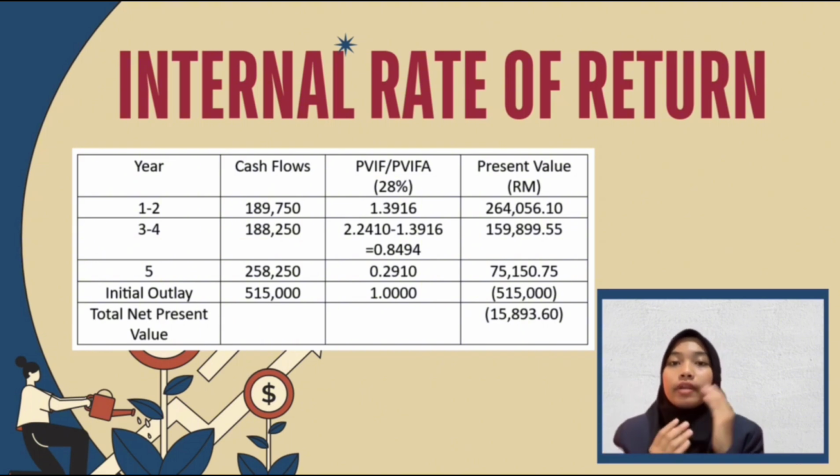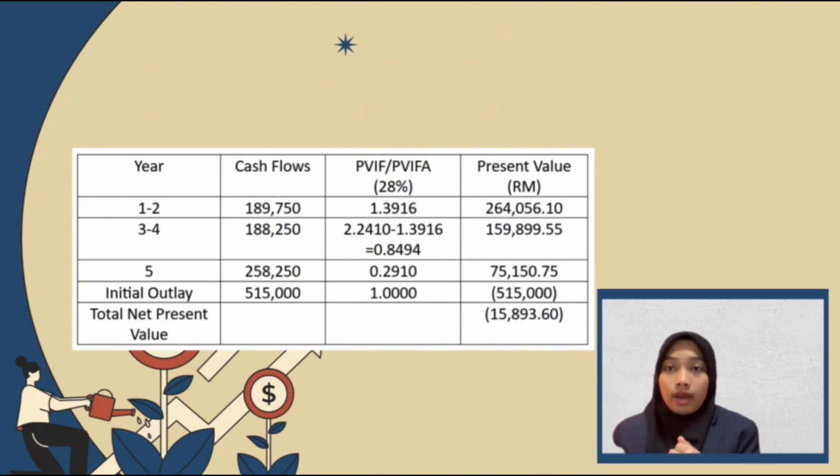Using the trial and error method, we tested various discount rates, and after adjusting the rate several times, we found that the rate of 28% resulted in a negative NPV. Therefore, I used that NPV to compare with the original, which is at 12%, to get the IRR.